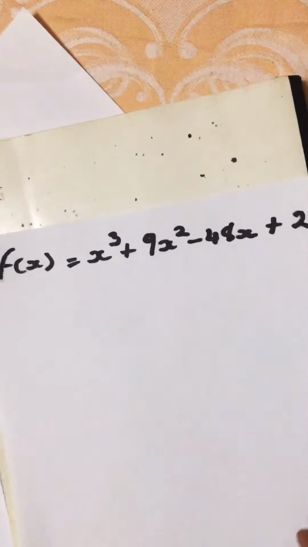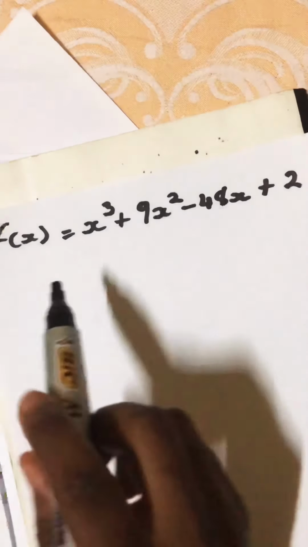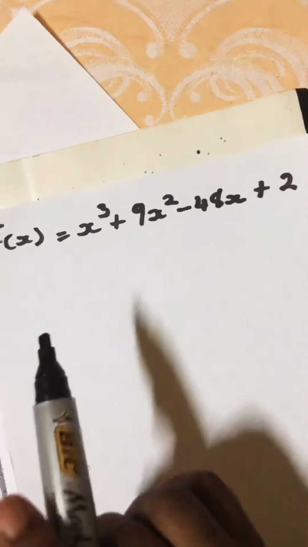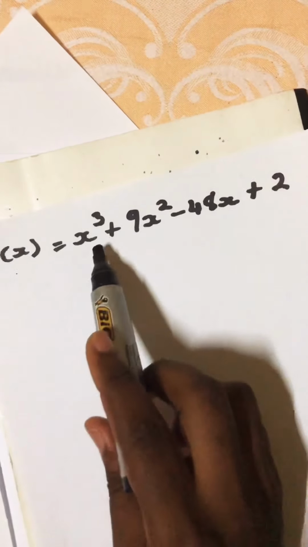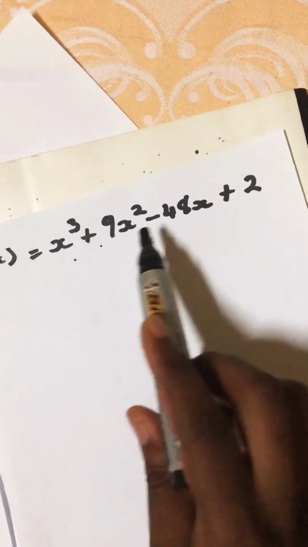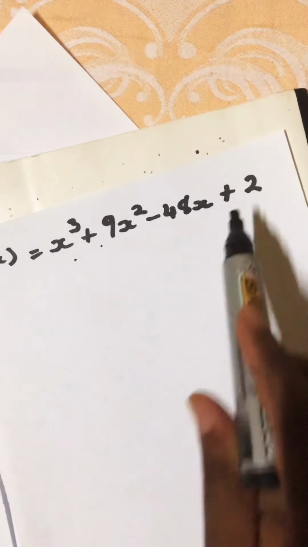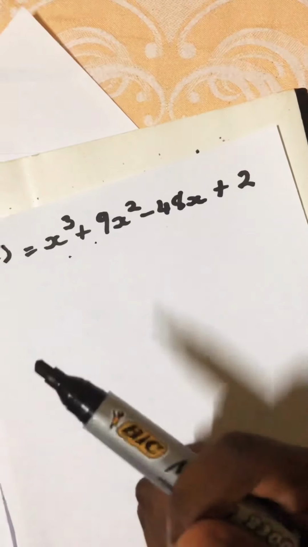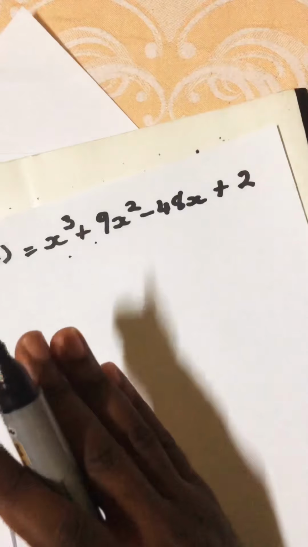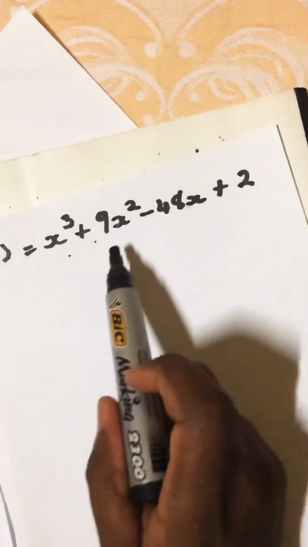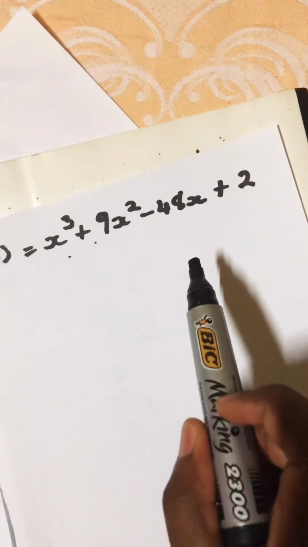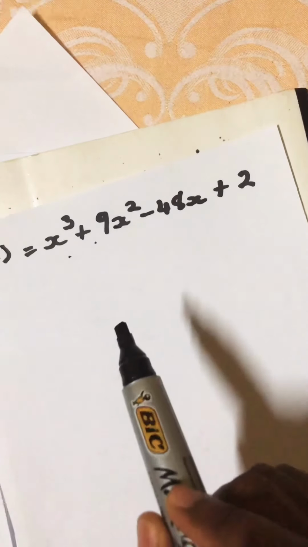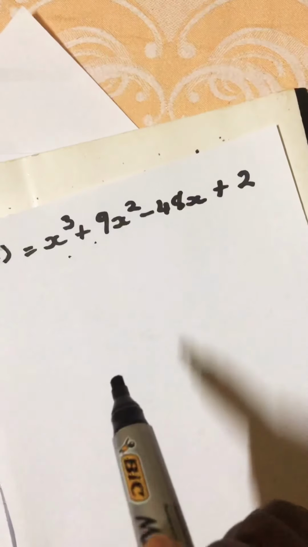And the last question we have is: determine where, if anywhere, the function f of x equals x cubed plus 9x squared minus 48x plus 2 is not changing. Remember we said a gradient is a measure of how the direction changes. So if they say there is a point at which the curve doesn't change, it means there's a point at which the gradient is 0.